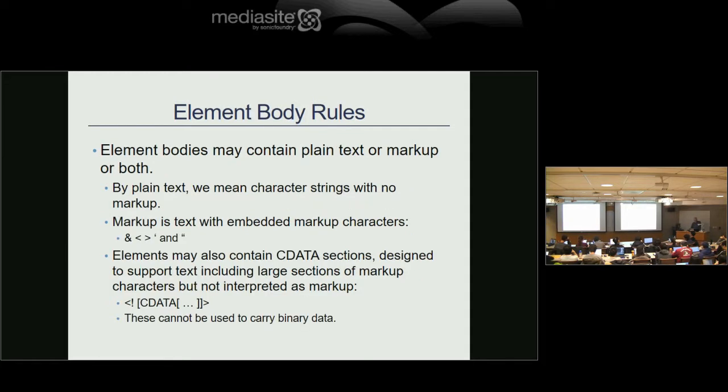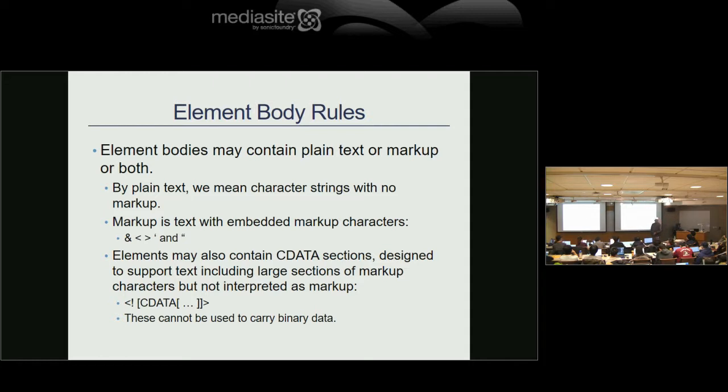Element bodies may contain plain text or markup or both. Markup text is text with embedded markup characters. And they cannot occur in the body text. If they occur, they're going to be processed as if they were markup. So how do I describe XML in an XML document? Like a schema.